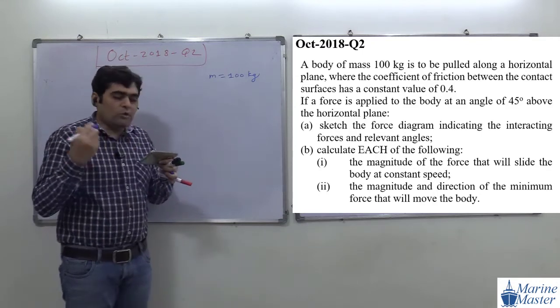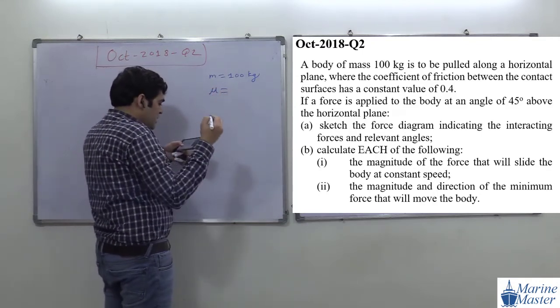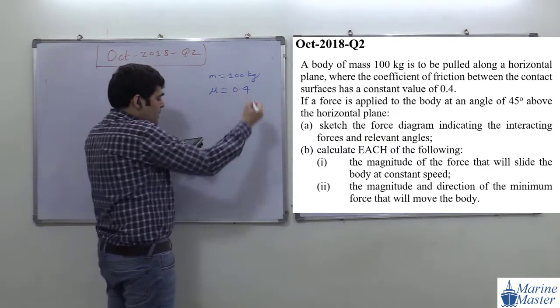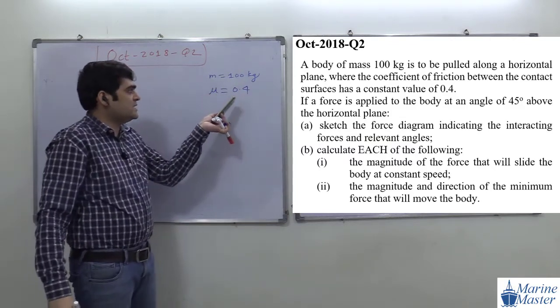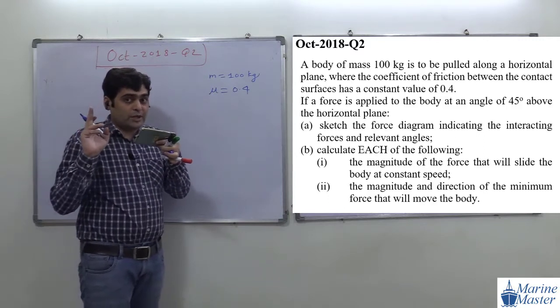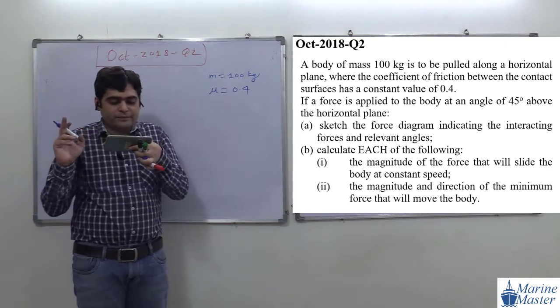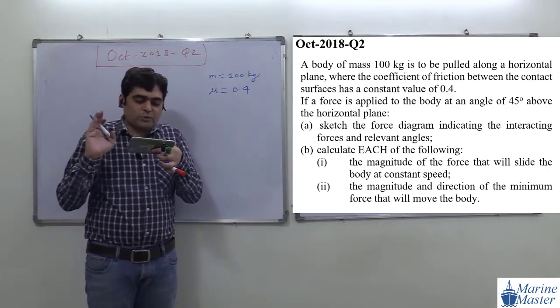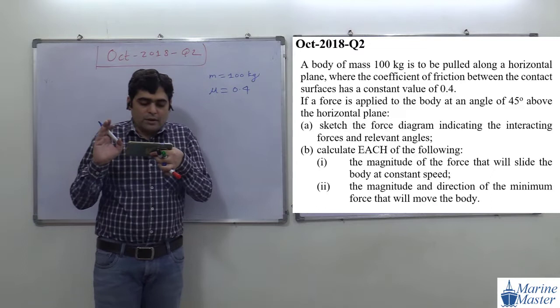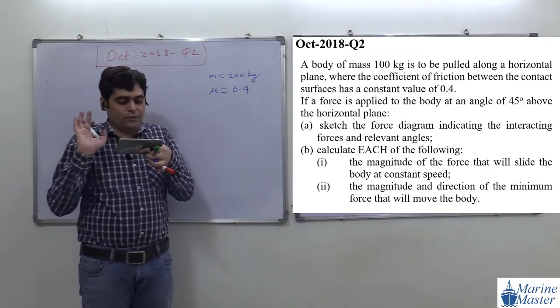So what is meant by coefficient of friction? Mu. Mu is how much? 0.4. So the body, whose mass is 100 kg, is moving on a horizontal plane. Try to read the question carefully. Here the body is moving on what, guys? A horizontal plane, where the coefficient of friction between the contact surfaces has a constant value of 0.4.